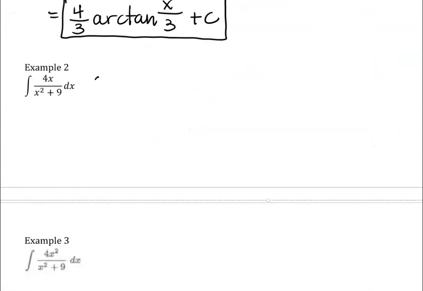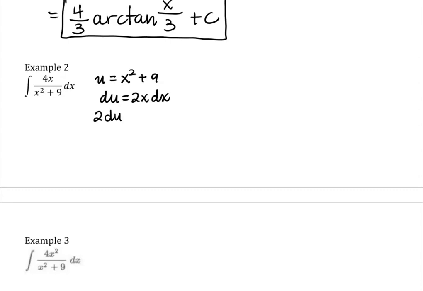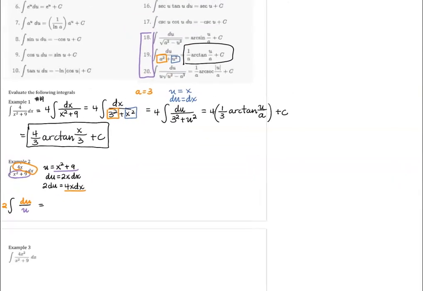Now we can just use u sub, because if I let u be the denominator, du is 2x dx. There's lots of ways we could do this. I'm just going to multiply both sides by 2 so I can see that 2 du is 4x dx, which is exactly what I have in my numerator. So for that 4x dx, I'm subbing in a 2 du. And then in the bottom, that x squared plus 9, that is just my u. So I now have 2 times the integral of du over u.